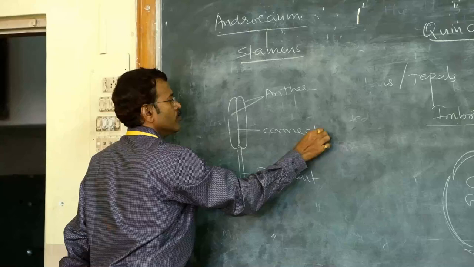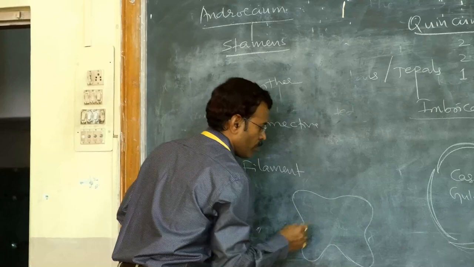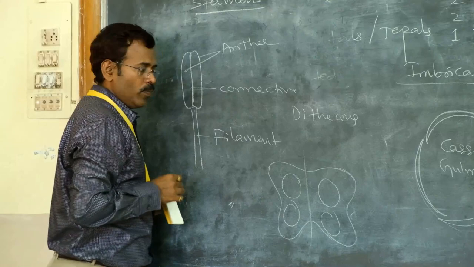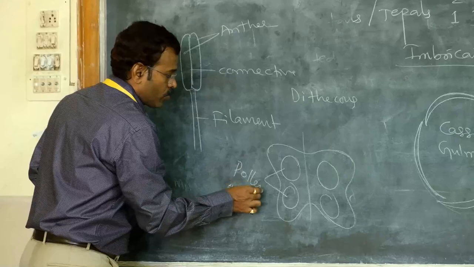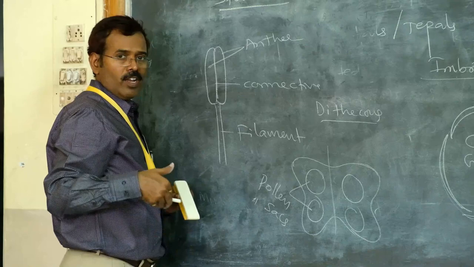This anther has lobes. This is the one lobe, this is the two lobe. It is referred as dithecous. If anther has two lobes, then it is referred as dithecous. So these are the pollen sacs. Pollen sacs are microsporangia. In dithecous anther, four pollen sacs will be there, tetrasporangiate structure. These pollen sacs are situated at four corners of this anther.